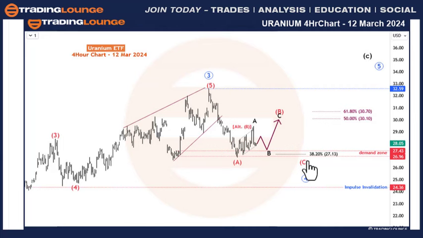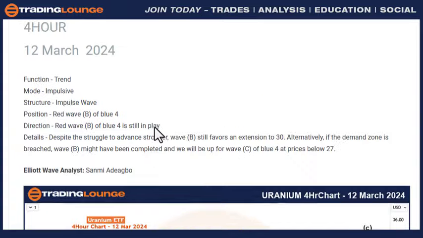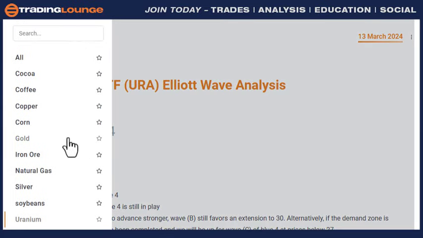But the point is that we don't have wave C in here yet. We've got the nice wave A in five waves. We're in wave B, and wave Bs are a little bit like wave fours. They can get complicated. So we're not really paying too much attention to this. But when we get down to here, we'll be looking for long trades in this market.